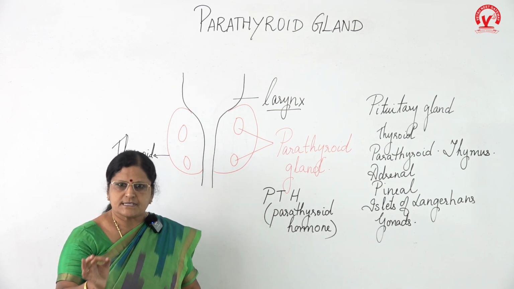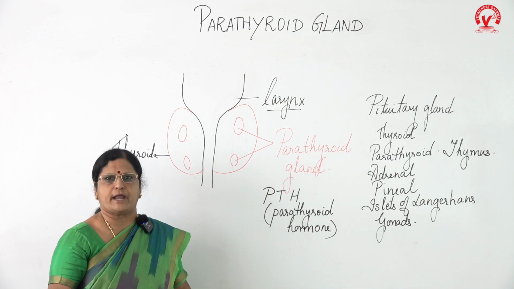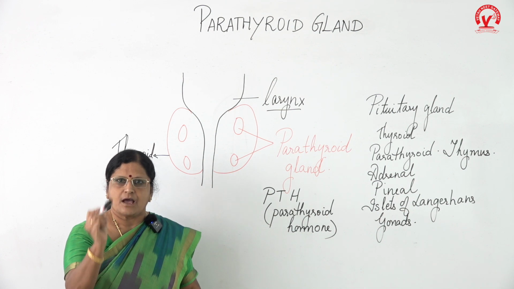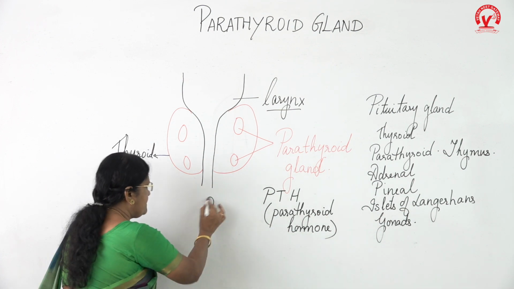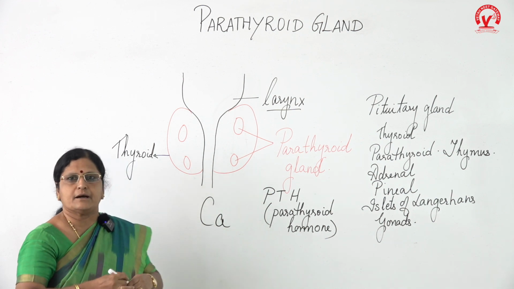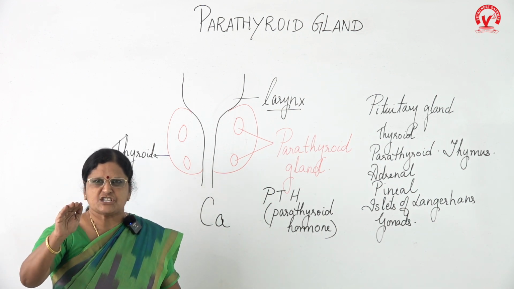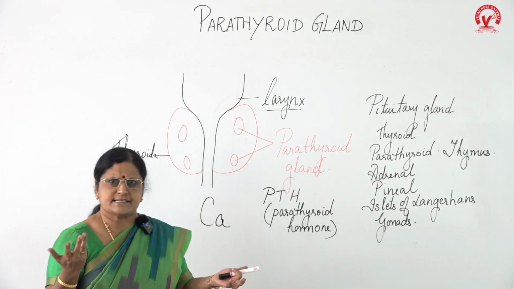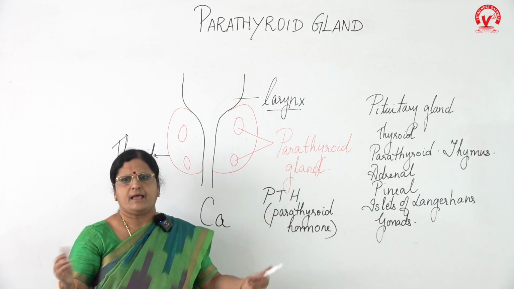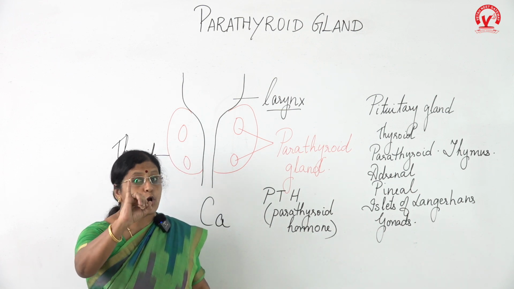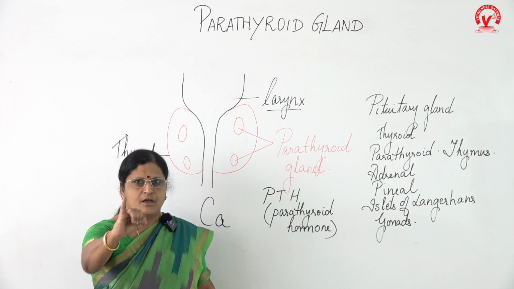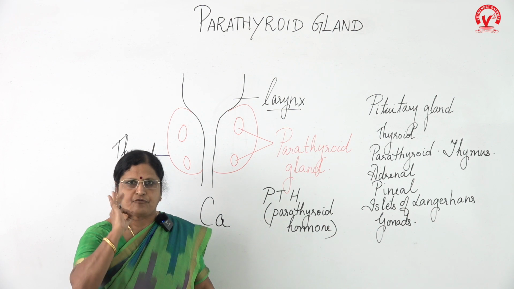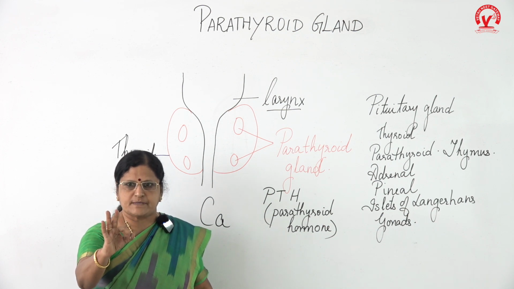Suppose it is secreted, it has to do a function in the body. What function does it perform? It regularizes the calcium level in your body, keeping it at a proper level. The calcium level must always be maintained. Students, you can understand why the calcium level should be maintained. Number 1, for blood clotting, calcium is needed. For your muscle contraction and relaxation, calcium is needed. For conduction of nerve impulse, calcium is needed.